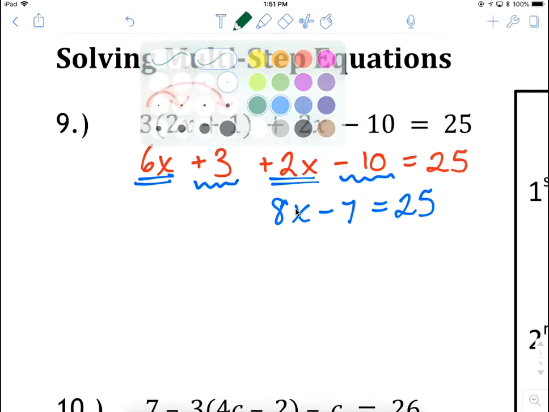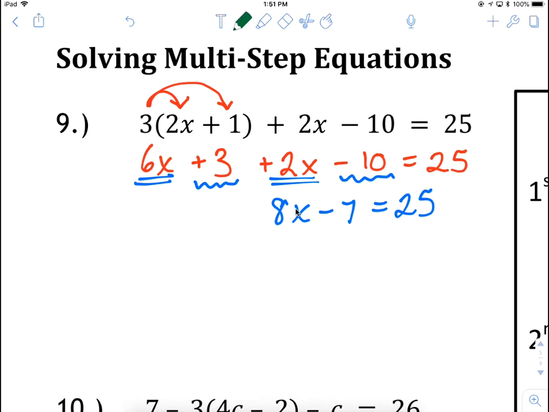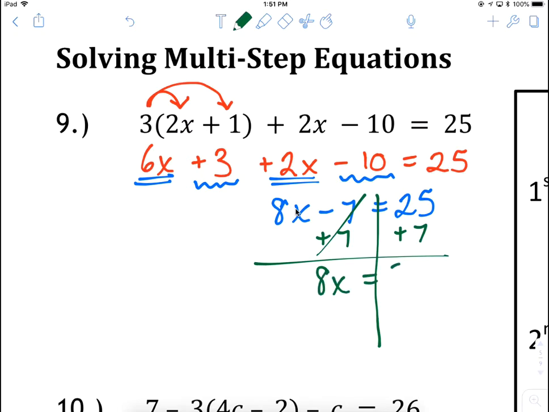All right, so going into our next step. Who's the loner at the party? That's going to be our 7. So to cancel out a minus, we're going to add 7 to both sides. 7s will cancel, and 25 plus 7 will make a 32. The 8x just came down. We have one more step in our solving journey.